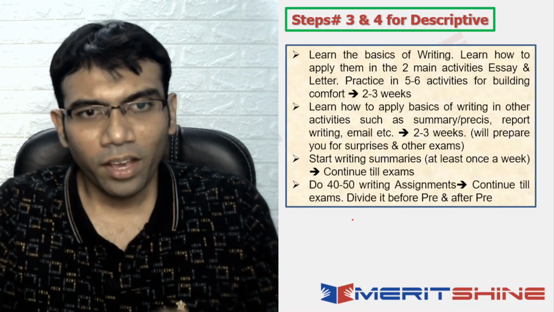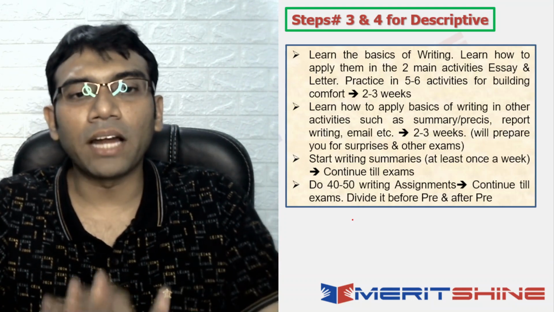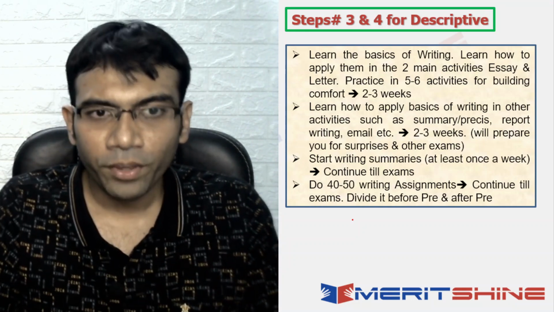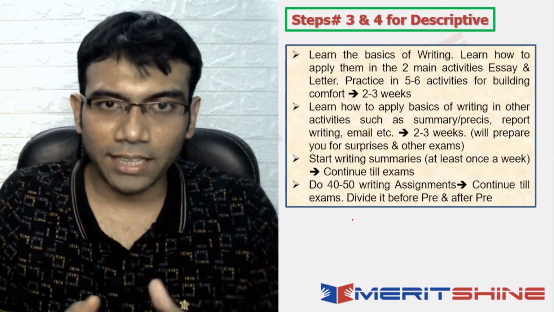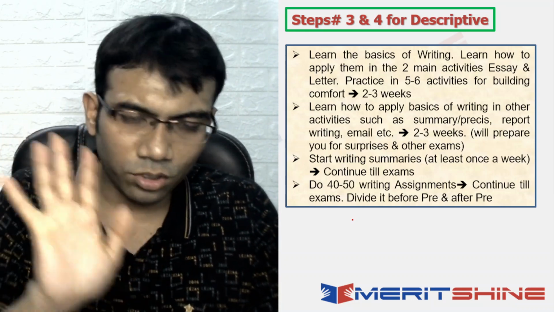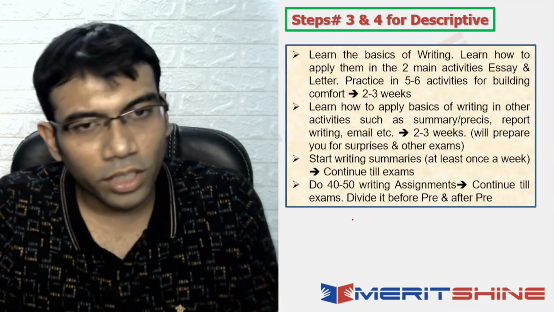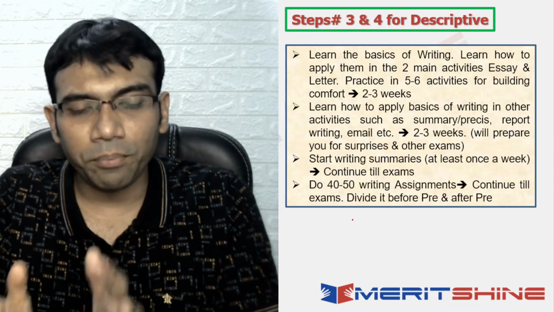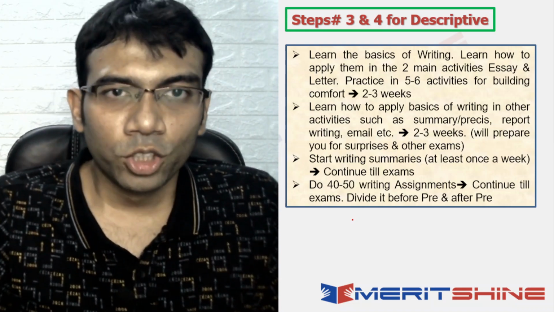And finally, before your mains exam, you should be done with 40 to 50 writing assignments. Divided before pre and after pre. Mostly after pre, less before pre. So if you are doing 50 writing assignments, see, those 5 to 6 activities are different. 5 to 6, 7 activities that you are done, you are done. Now out of these 40, you should divide it in the ratio of 1:3 or 1:4 kind of. But you should have some practice before pre and the majority practice after pre. Okay. So that was descriptive.